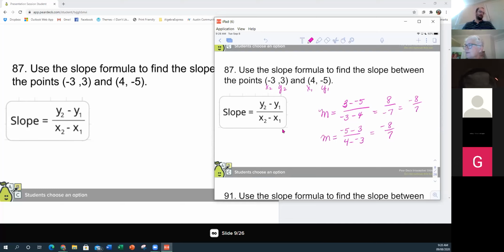So here, whether you do 3 minus -5, those double negatives make it a positive, so that would be 3 plus 5 is 8, over -3 minus 4. Remember, if the signs are the same, you add the numbers and keep the sign, so that's -8/7. And if you reverse the order and do -5 minus 3, you would get -8, and 4 minus -3 would give you 7. So either way you do it is fine. Just make sure that you're consistent with whatever point you decide to be your first point, and whatever point you decide to be your second point.